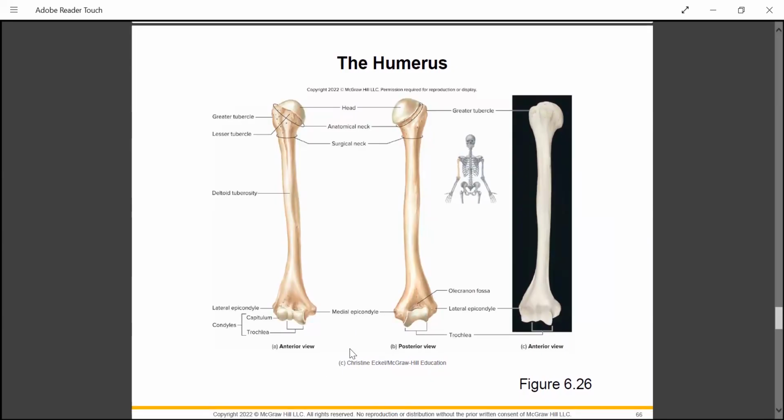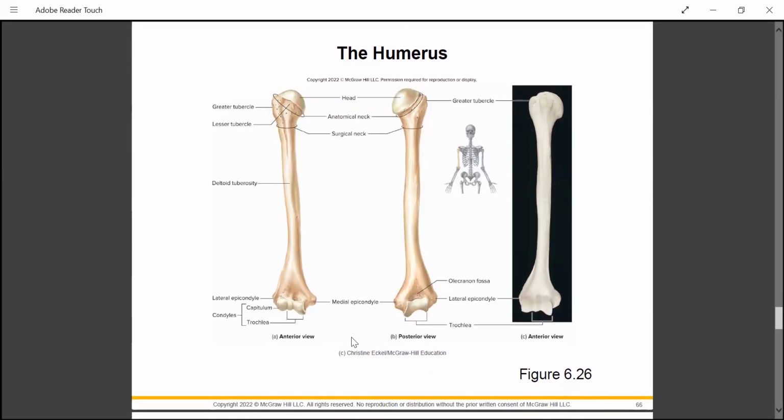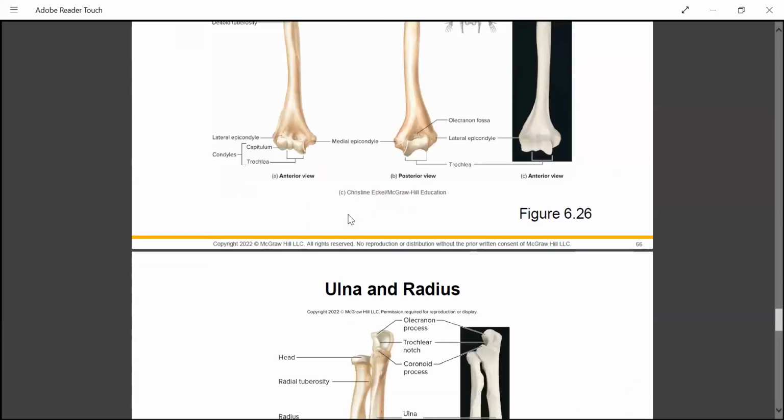So again, this is a zoomed in view of your humerus. You do not need to memorize any of these landmarks here. Just one thing I'm going to point out is that just like our neck and our head in the entire body, for a couple of our bones here, like the humerus and the femur, you have a neck and a head to the bone as well.